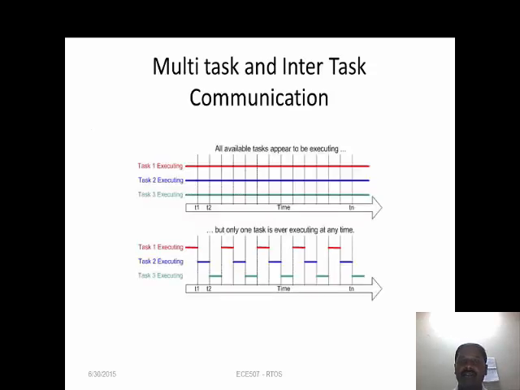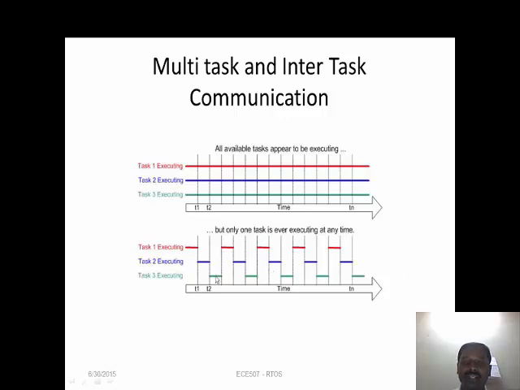Multitasking and inter-task communication is going to happen. For example, when you switch on your laptop and start browsing, and you put a movie on in the background, and you see some other applications also running, it seems as if every event is happening concurrently, but in reality it is not the scenario. It is actually what you see here.